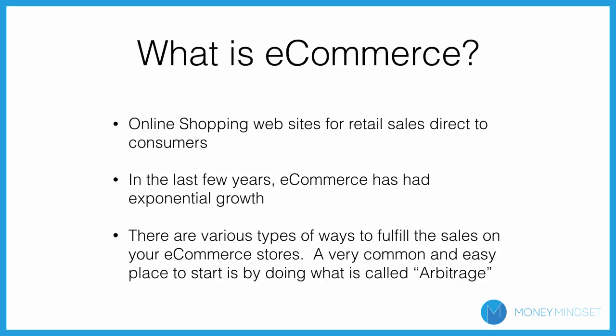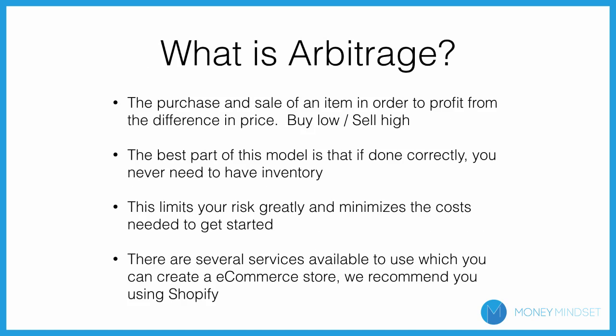There are various types of ways to get your product to the consumer from your e-commerce store. What we're going to be talking about is what we call arbitrage. So what is arbitrage? Basically, this is the purchase and sale of an item in order to profit from the difference in price. So you would buy something low and sell it high. This is the same kind of model that a jewelry store does, or pretty much any store out there does.